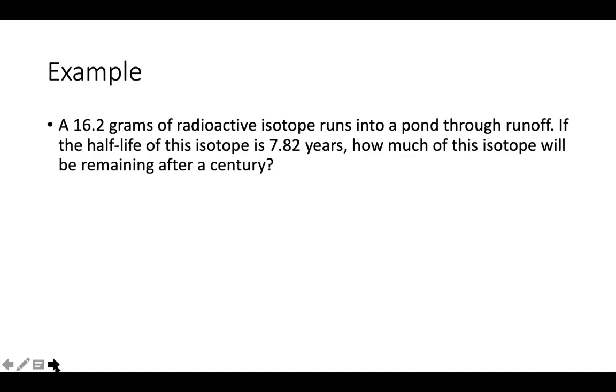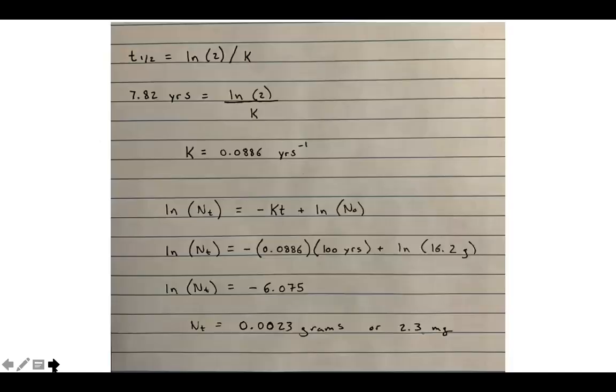Again, this is going to be extremely similar to problems we saw back in chapter 12. We were given the half-life, and so we're going to use this equation in order to solve for k, our rate constant. Our equation is T1/2, that half-life, which is 7.82 years, is equal to the natural log of 2 divided by k.